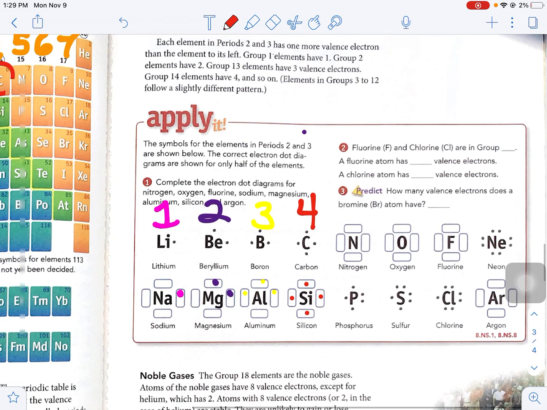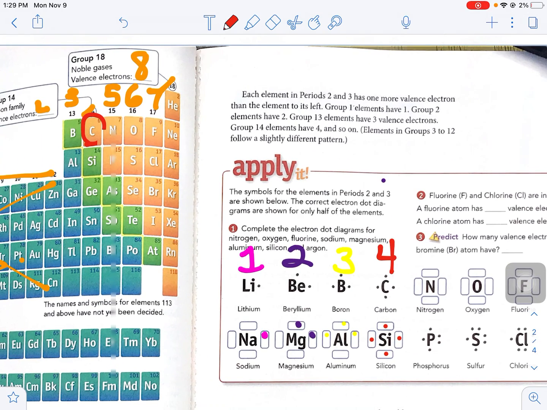Nitrogen. Nitrogen, located over here. I'm going to switch colors. Nitrogen is located over here in group 15. Group 15 has 5 valence electrons, and if you'll notice, phosphorus is right beneath it, and phosphorus has 5 valence electrons. So we're going to put them on 1, 2, 3, 4, and when you have another one, you're going to pair it right up, so you see it has 5 total valence electrons.